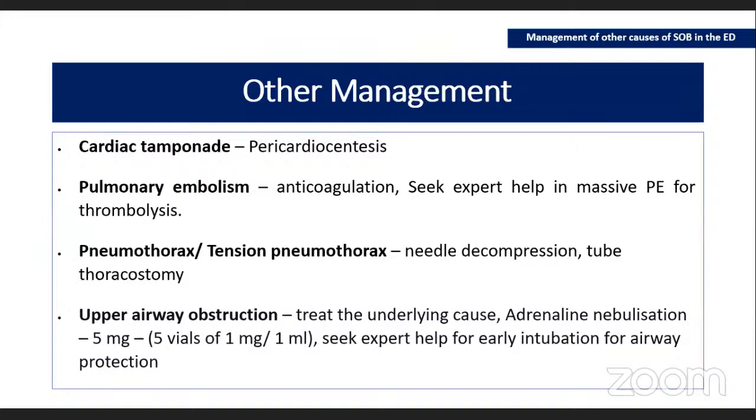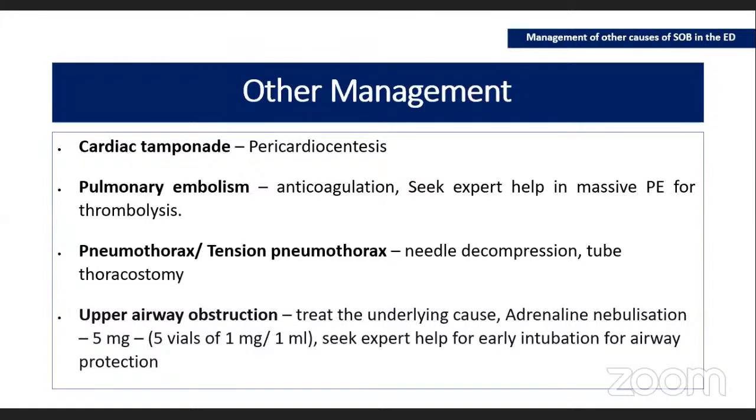For cardiac tamponade, you need to do pericardiocentesis. For pulmonary embolism, what you can do is anticoagulate the patient. For tension pneumothorax, you need to do needle decompression and then a thoracostomy. Needle decompression, according to the new ATLS guideline, is for a patient who has a tension pneumothorax. You need to needle decompress in the safe triangle, or the second intercostal space in the mid-clavicular line. Usually it is in the safe triangle.